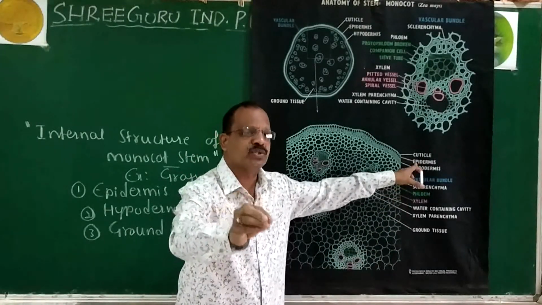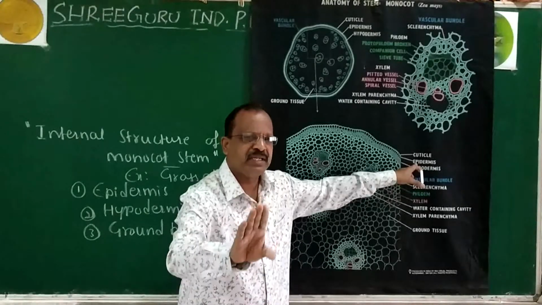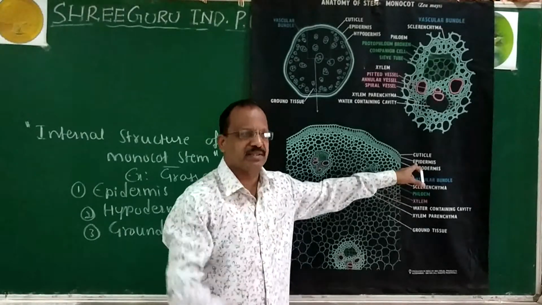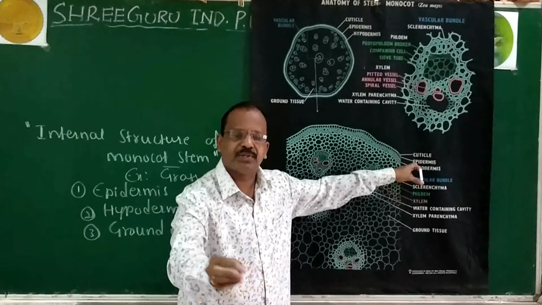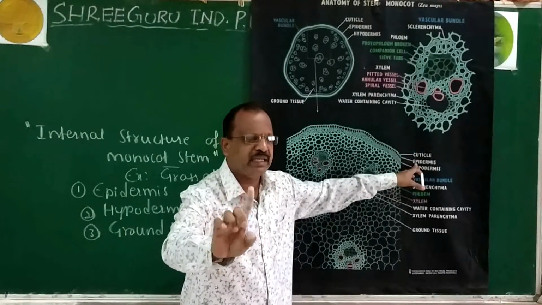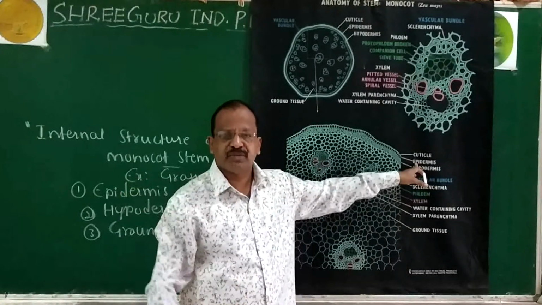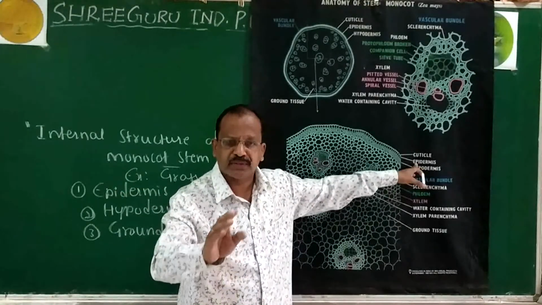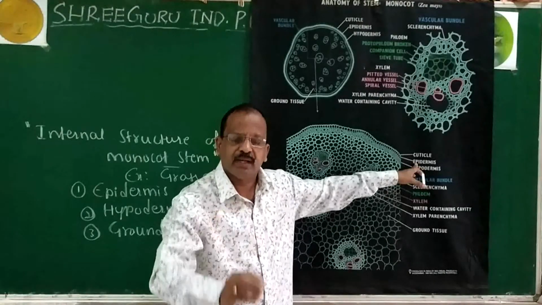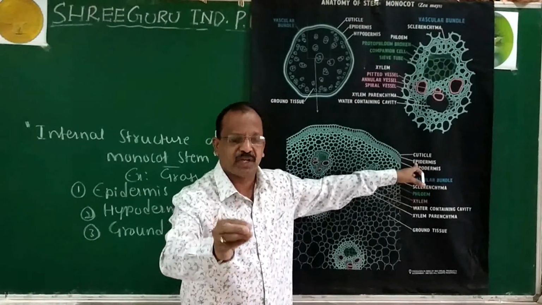Epidermis is the outermost layer. It is made up of nearly rectangular shaped cells. Cells are tightly arranged or compactly arranged without any intercellular space. Outer wall of the epidermis will show a thin waxy coat known as cuticle. Cuticle will check the rate of transpiration.